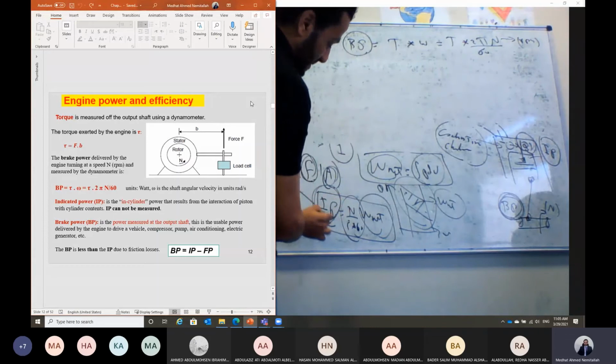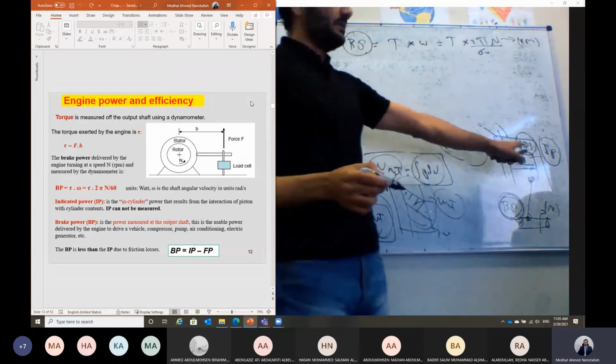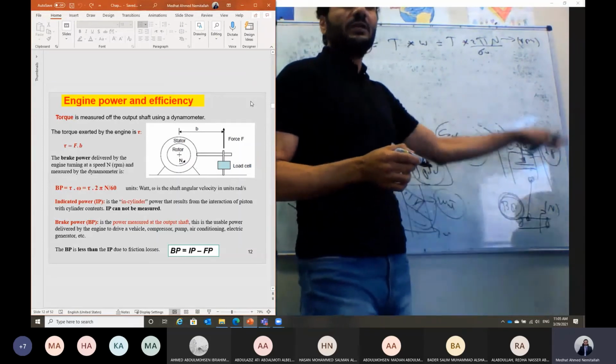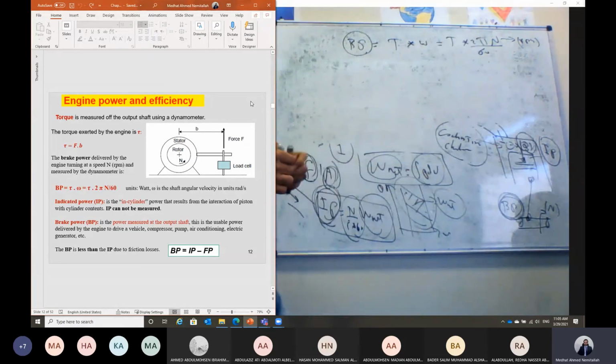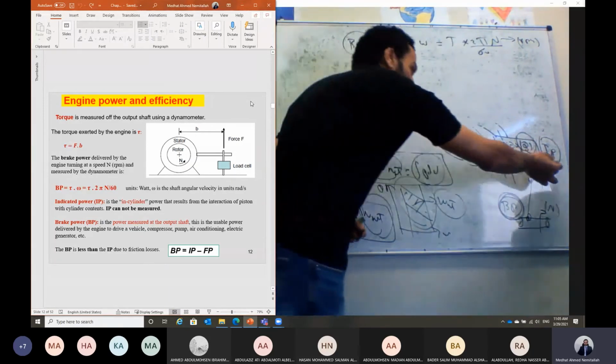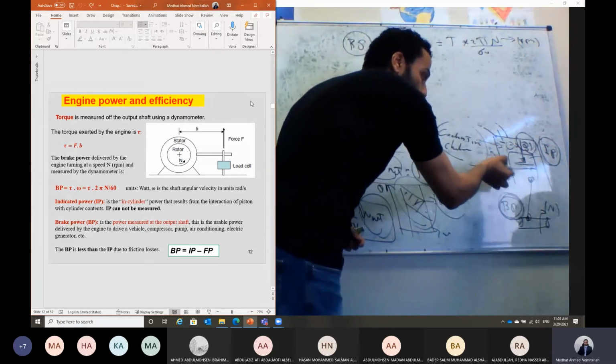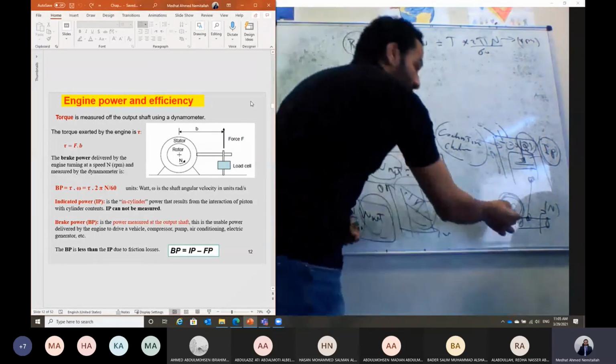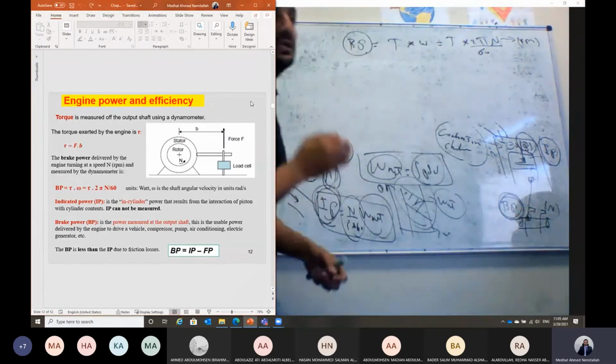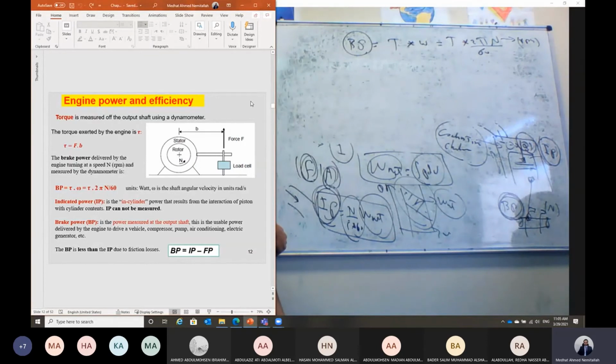Indicated power is the power generated inside the cylinder that actually moves the piston in order to have the reciprocating motion. So we can say the indicated power is the reciprocating motion power, and the brake power is the rotating crankshaft power in this case. And in between, we should have what? Indicated power and the brake power. The difference should be what?